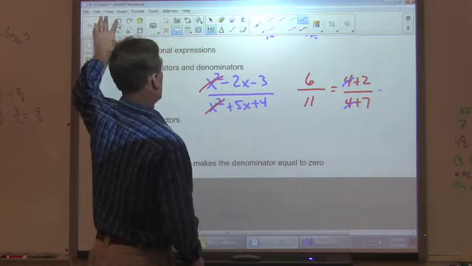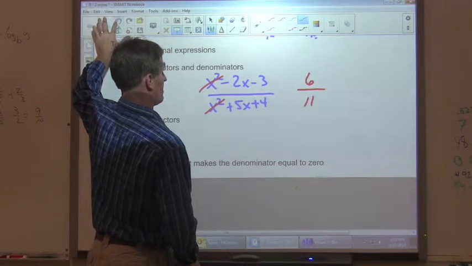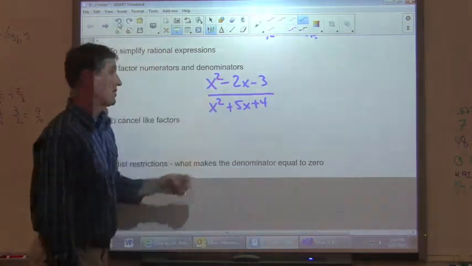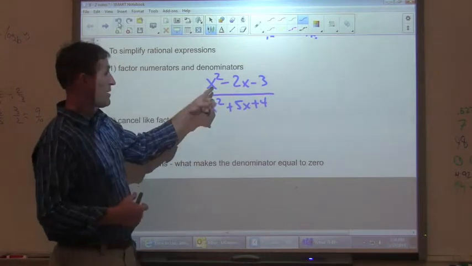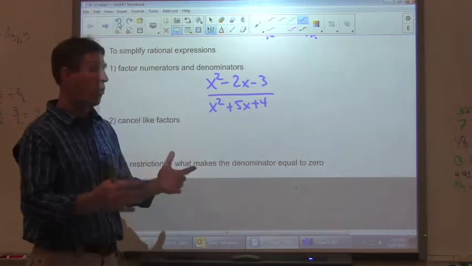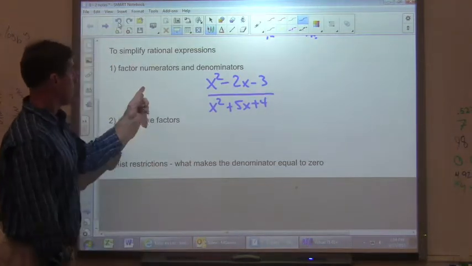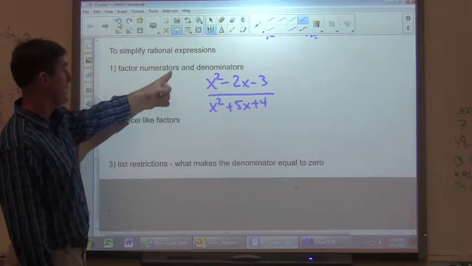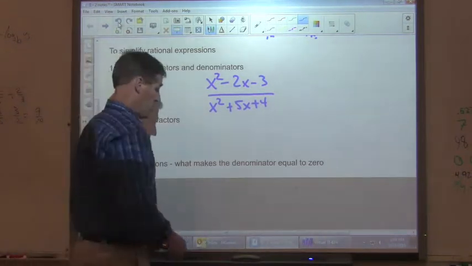So if we just go back, we can't cancel those out, and if it's got something added or subtracted to it, you can't cancel it out unless you cancel the whole thing out. So here's where we're going to get into where the real factoring takes place. We have to factor both the numerator and the denominator.